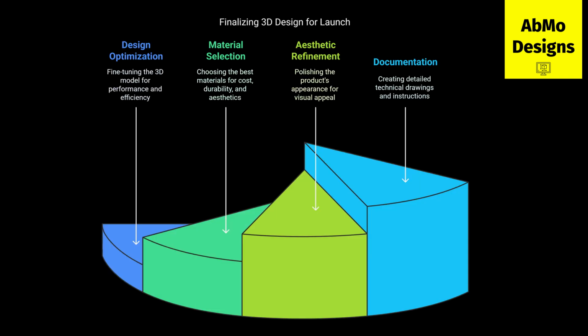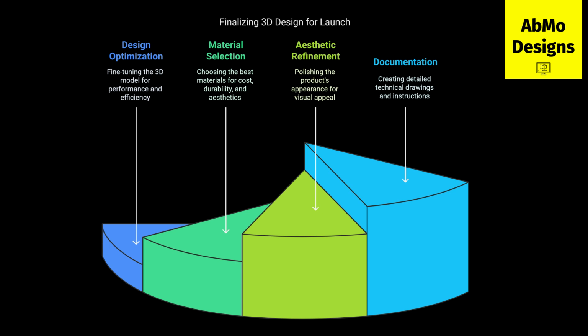Refinement and optimization. Design optimization. Fine-tune the 3D model to improve performance, reduce weight, or minimize material usage. Material selection. Choose the optimal materials for your product based on factors like cost, durability, and aesthetics.